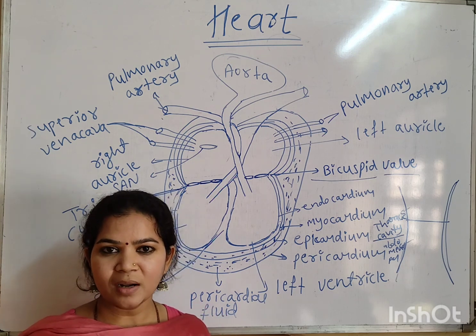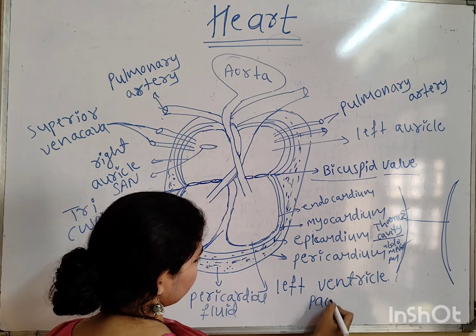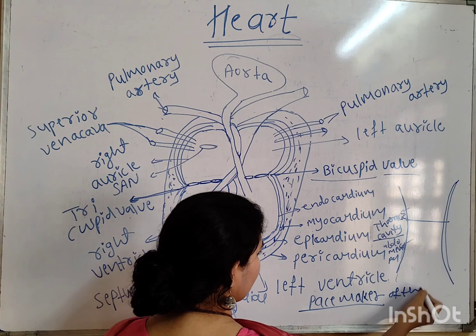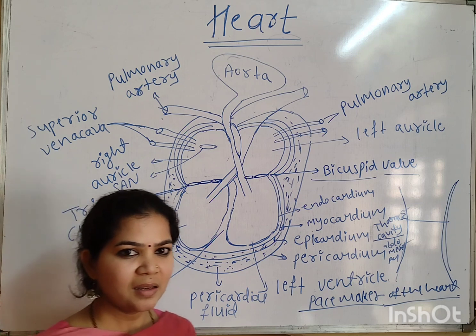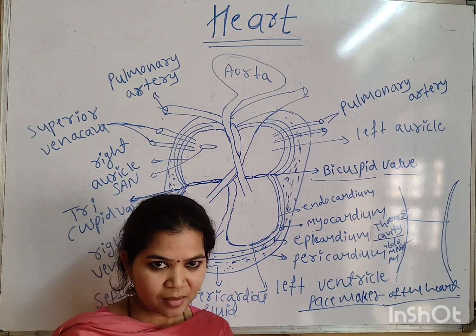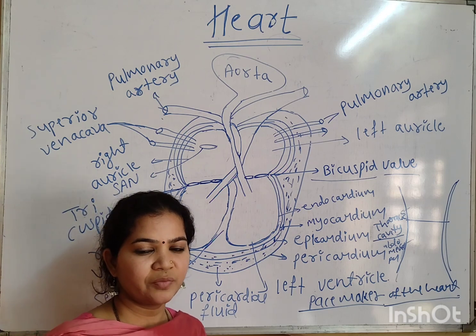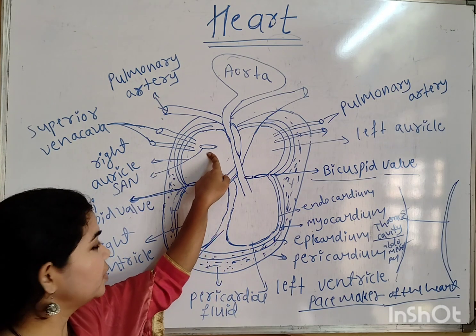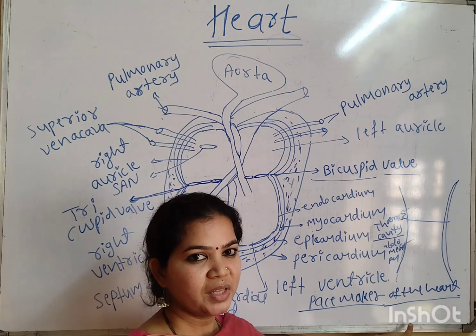SAN is called the pacemaker of the heart. Why do we call it so? SAN is the pacemaker of the heart because it is the main muscle fiber that generates the heartbeat. That's why SAN is called the pacemaker of the heart. In the heart, the heartbeat originates in the SAN muscle fiber.